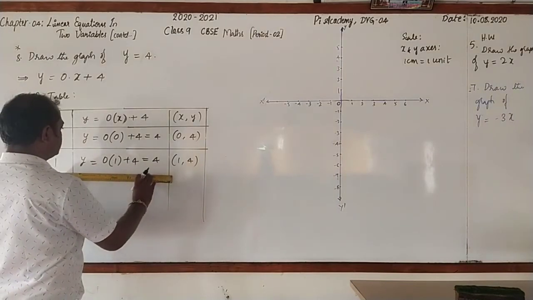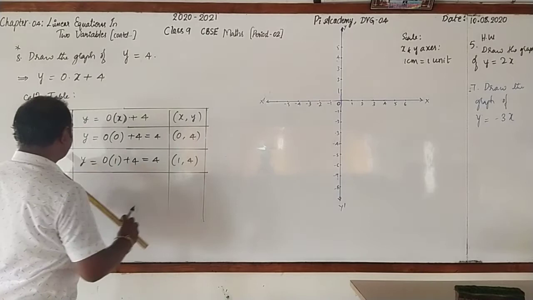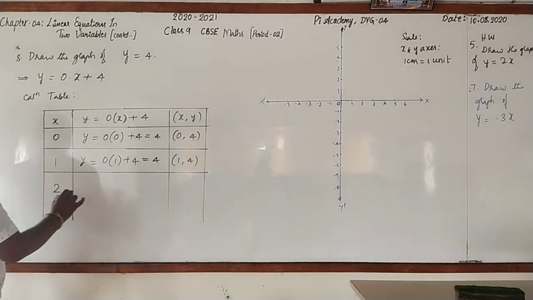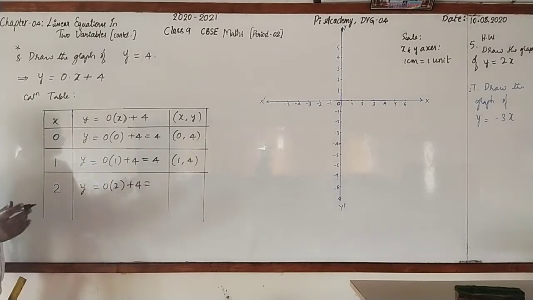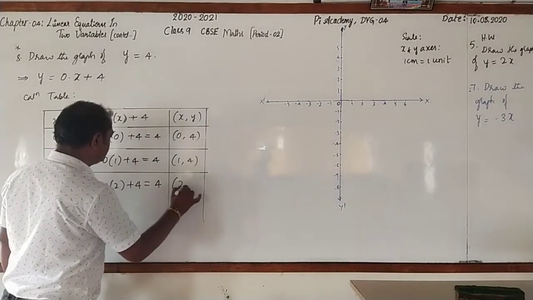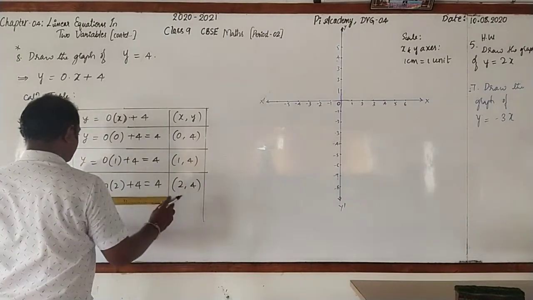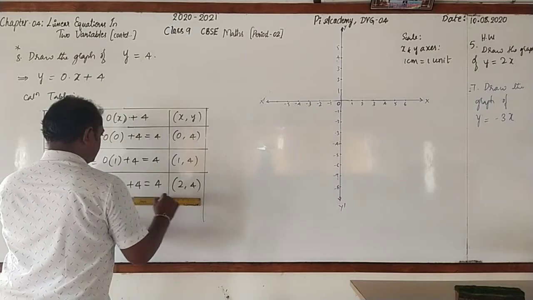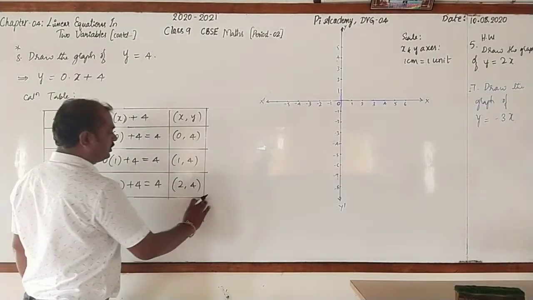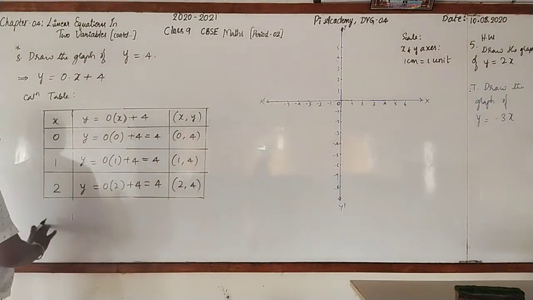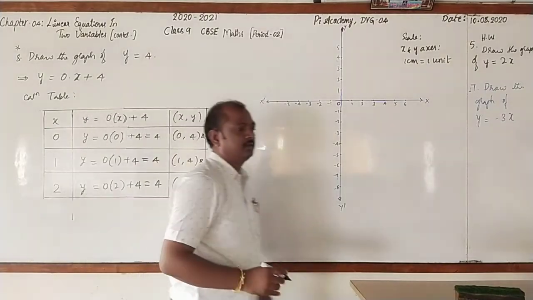Hope that you might have finished. Draw the line with scale and pencil. Go for one more. It is 2. When x is 2, y equal to 0 into 2 plus 4. 0 2s are 0 plus 4. Again 4. It is 2 comma 4. Now, complete the table. You may go for giving names to these coordinate points. Yes, it is A, this is B, and this is C.